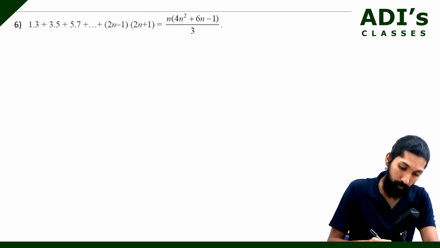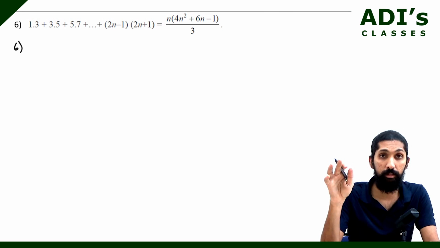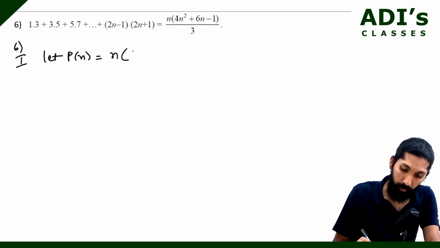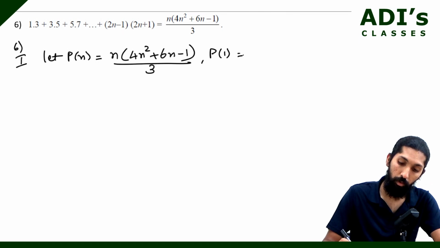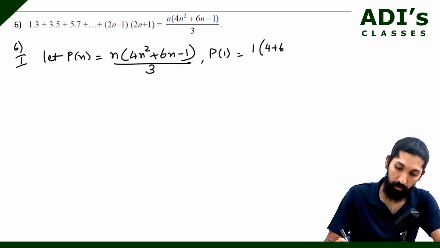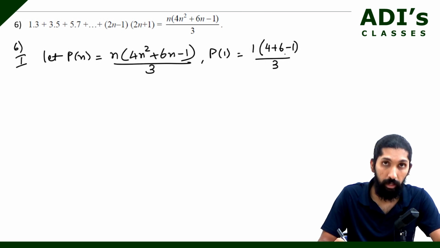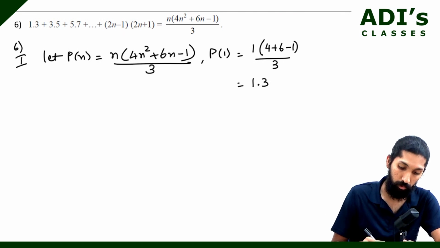Sixth one, see, you are going to have, guys, it's the same logic. First two steps, three steps are one and the same. Okay, no difference. So in the first step, you'll have let p of n be equal to n into 4n square plus 6n minus 1 whole over 3. Then p of 1 is equal to 1 into 4 plus 6 minus 1 divided by 3. So if you look at this, 10 minus 1 is 9. 9 by 3 is 3. So you're going to get 1 into 3. So we can say that p of 1 is true.